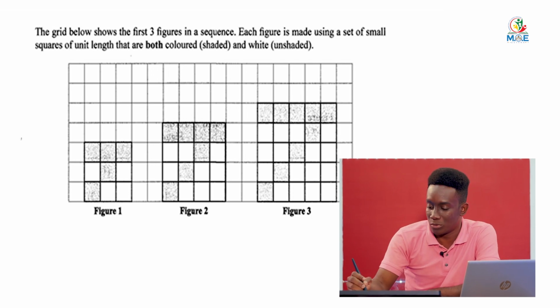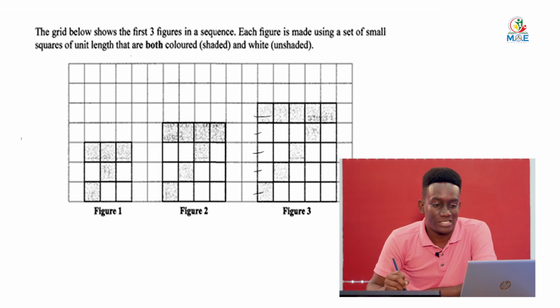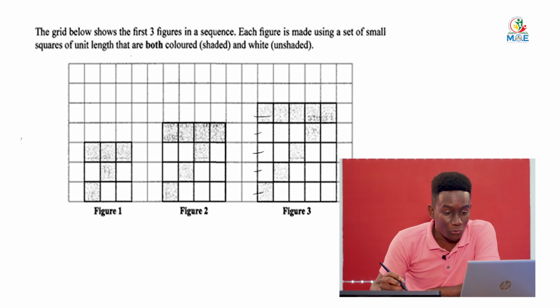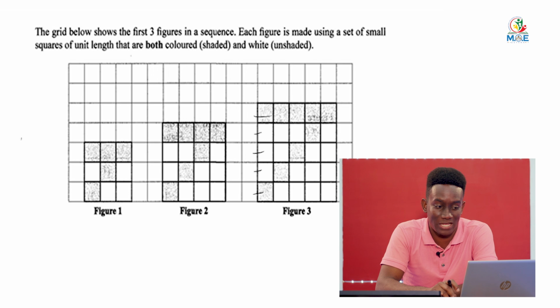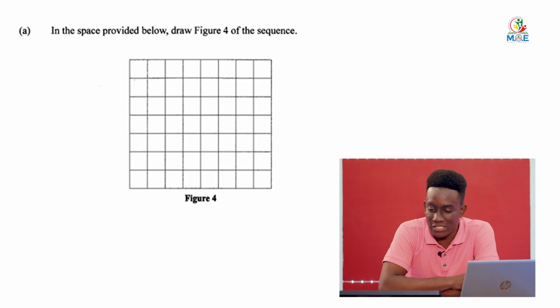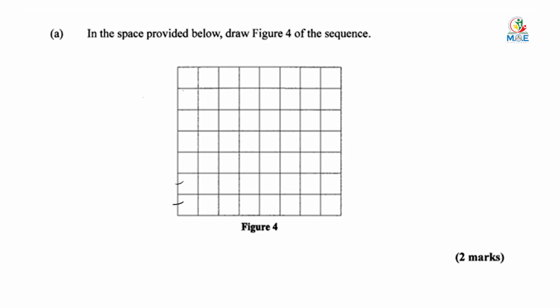So we went up 1, 2, 3, 4, 5. That means in figure 4, if we have to draw one, we should go up 6 times, and then we shade the entire top, and then we shade the diagonal. So in the space provided below, draw figure 4 in the sequence. I have to go up 1, 2, 3, 4, 5, 6, and then I will shade this entire top here.